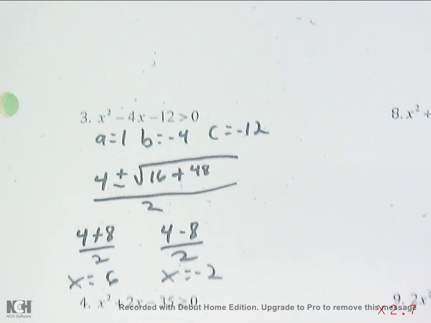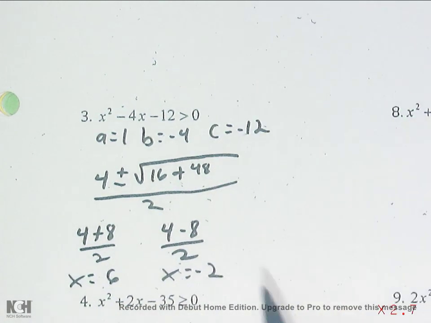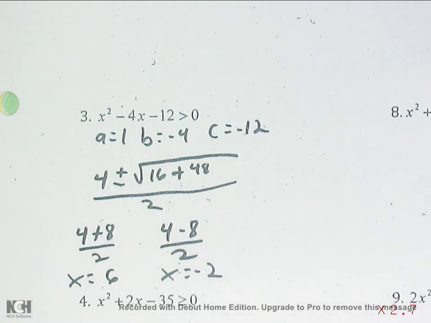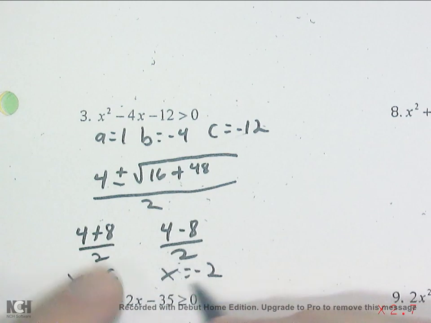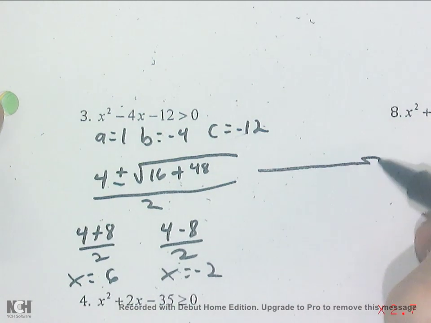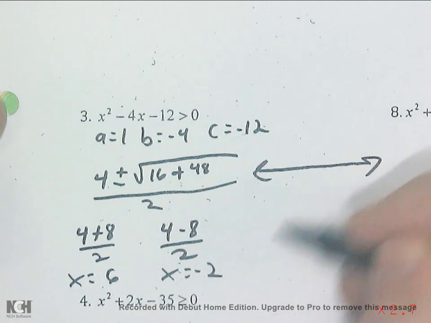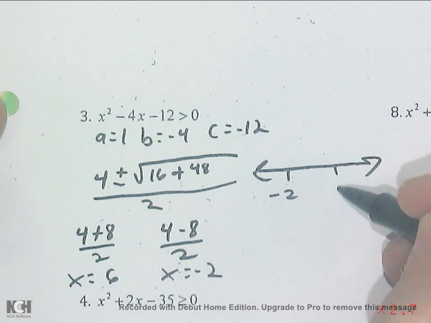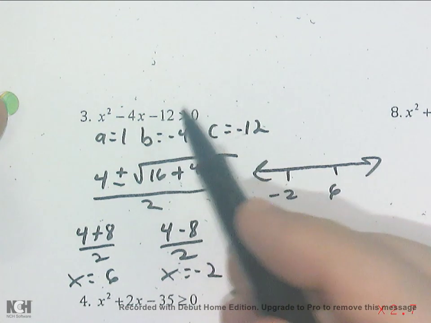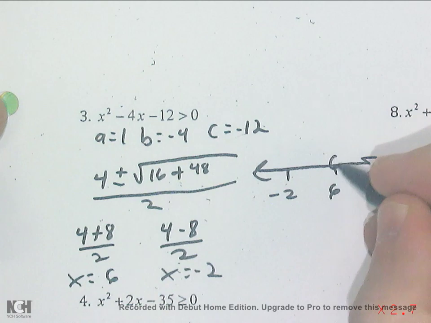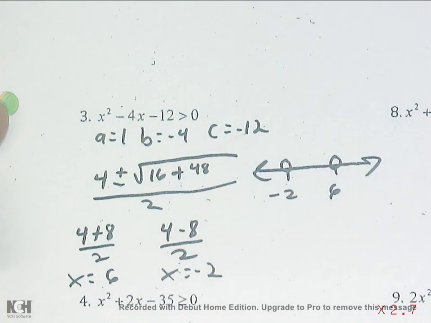So this all started as an inequality, right? Now notice I didn't write inequality here. That's because I'm basically just looking for my x-intercepts. So this is where it would cross the x-axis. It's going to cross at negative 2 and at positive 6. And it's a regular inequality symbol, so these are going to be open circles. Okay?